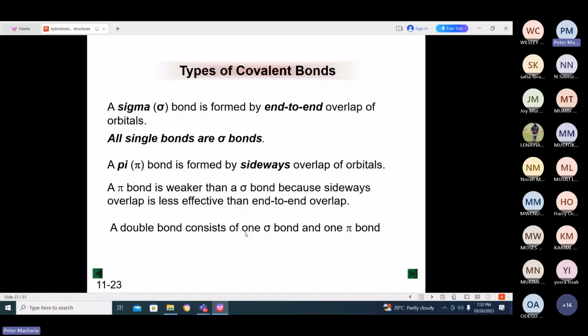Now, pi bonds are formed sideways, but sigma bonds are usually formed head-on. A double bond must consist of one sigma bond and one pi bond. A triple bond will consist of one sigma bond and two pi bonds. And a pi bond is weaker than a sigma bond, because sideways overlap is less effective than head-to-head overlap.